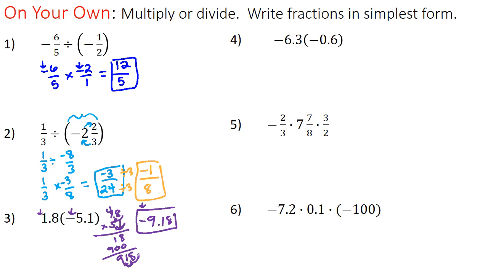For problem number 4, we have a negative 6.3 times a negative 0.6. So I can just go ahead and take 6.3 and times it by 0.6. So 6 times 3 is 18, carry the 1.